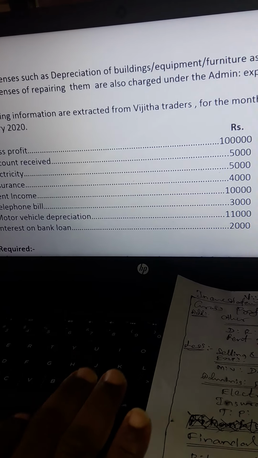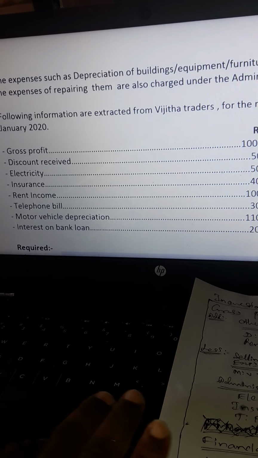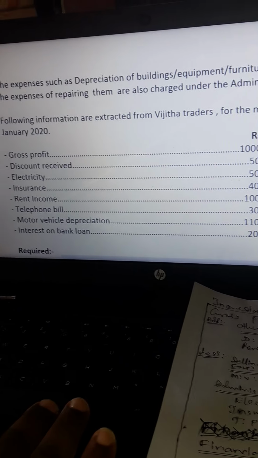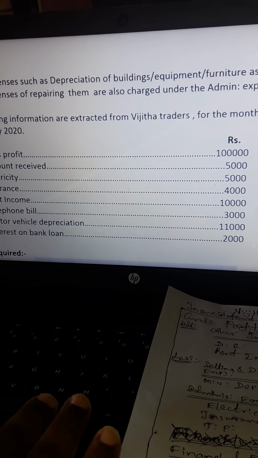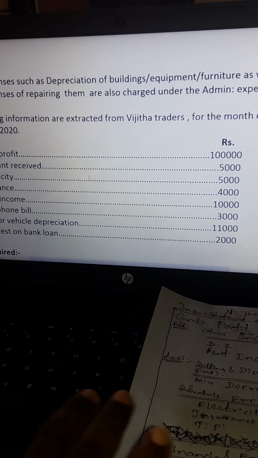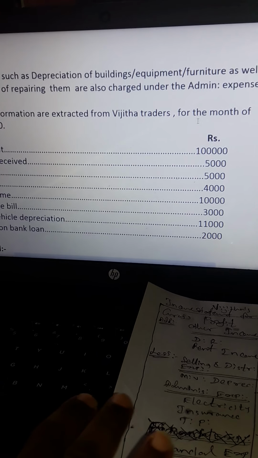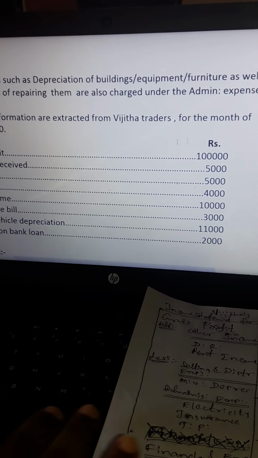Good morning, children. Let's consider the answer for example number 1 under the topic of computation of the net profit of sole proprietorships. Example 1. The following information is extracted from Vijay Traders for the month of January 2020.